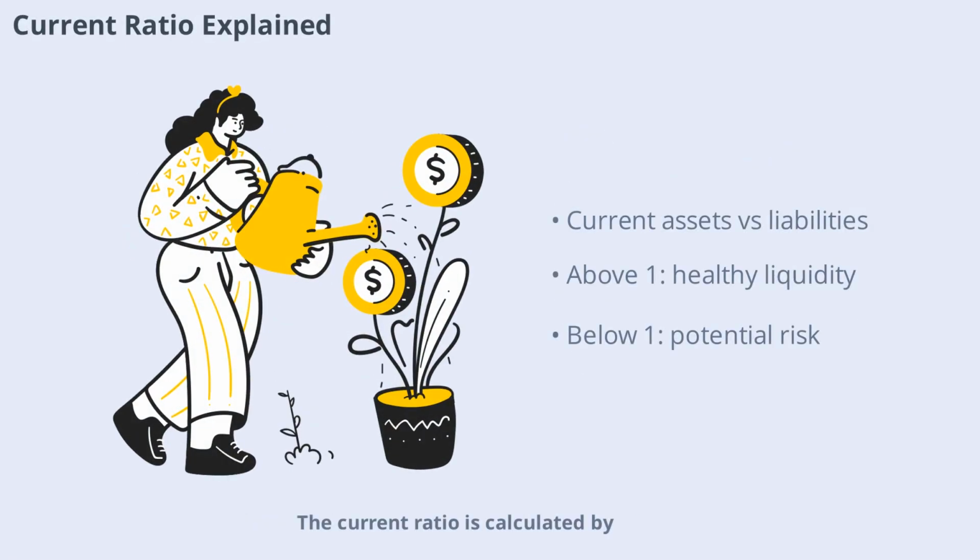Current ratio is calculated by dividing current assets by current liabilities. It tells us how many times a company's short-term assets can cover its short-term debts. A current ratio above 1 suggests the company can meet its obligations, while a ratio below 1 may signal trouble. However, an excessively high ratio could mean the company isn't using its assets efficiently. Let's see how this ratio works with a simple example in the next scene.